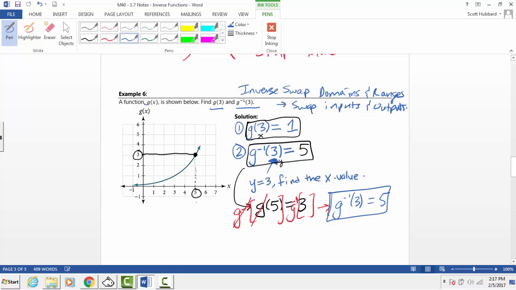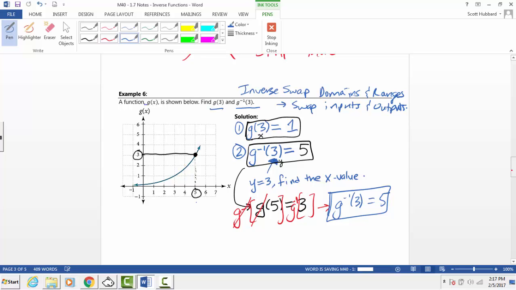So kind of cool. You can do it algebraically, and you can also just do it visually. I like to do a visual because I'm kind of a visual person. So I looked at the graph, and I saw 3, and I know that this 3 is an output, so I just looked for the output first. And then I went down and found the x value. So hopefully that helps a little bit.